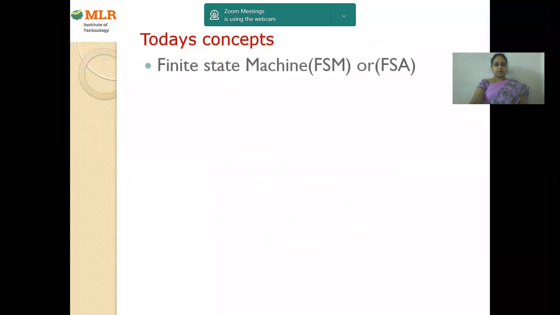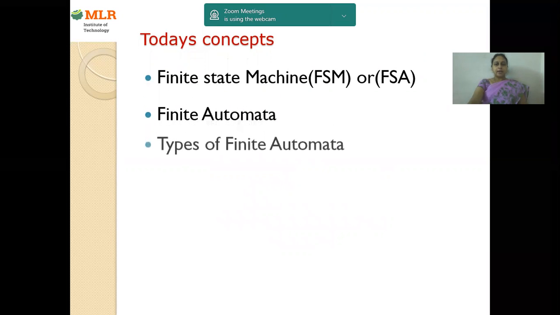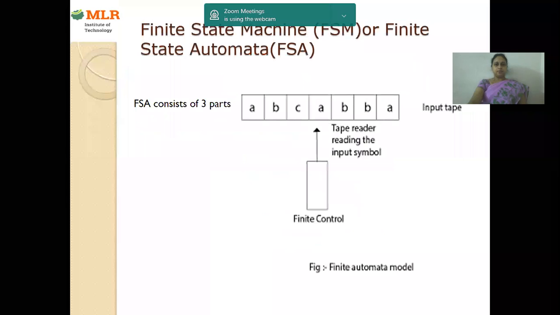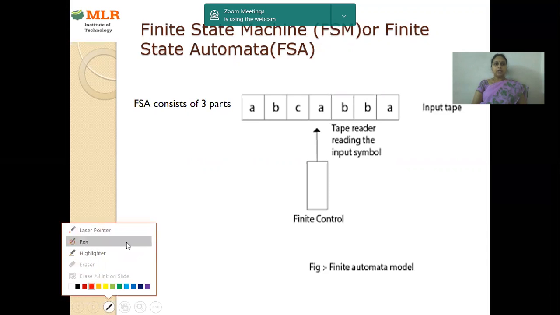Today we are going to discuss what a finite state machine is, what finite automata is, and the types of finite automata. This is the block diagram of a finite state machine or finite state automata. We all know that an automaton is an abstract mathematical machine. Here, the finite state automata consists of mainly three parts.